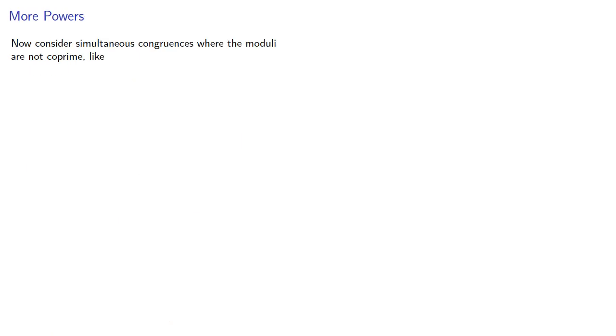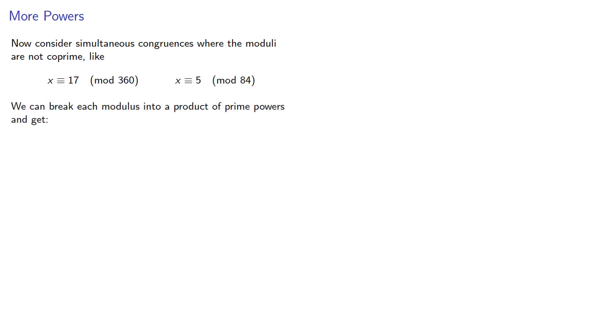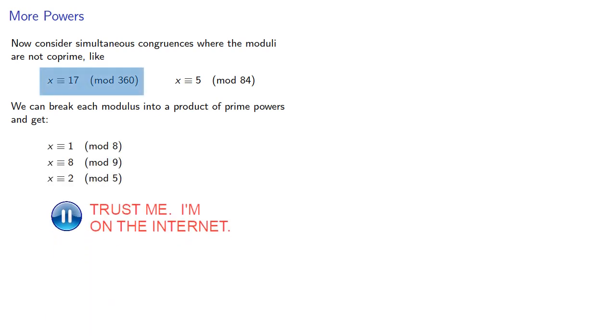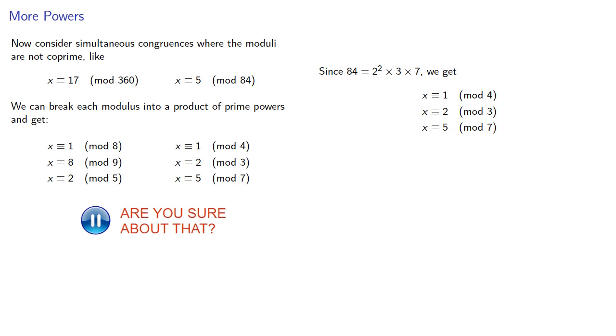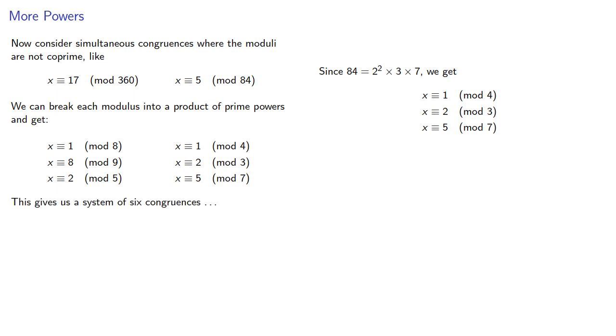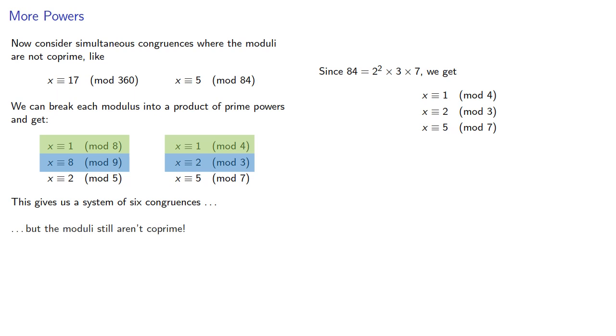Now consider simultaneous congruences where the moduli are not coprime, like we can break each modulus into a product of prime powers. Now we already did that for 360 and we got, since 84 is 2 squared times 3 times 7, we get, and this gives us a system of 6 congruences, but the moduli still aren't coprime.